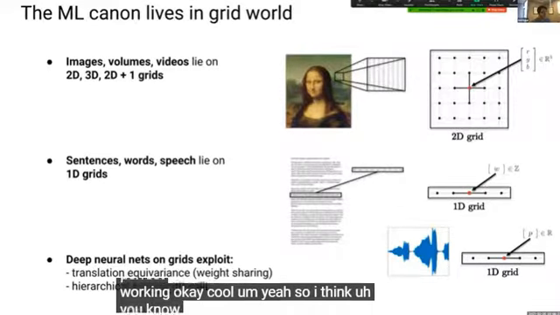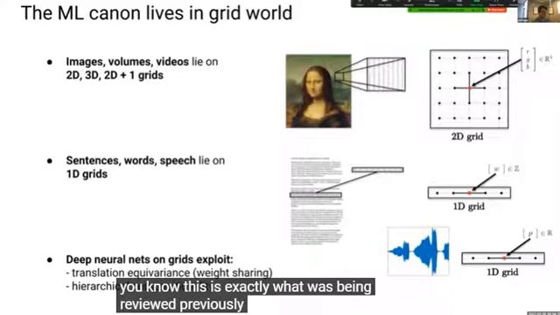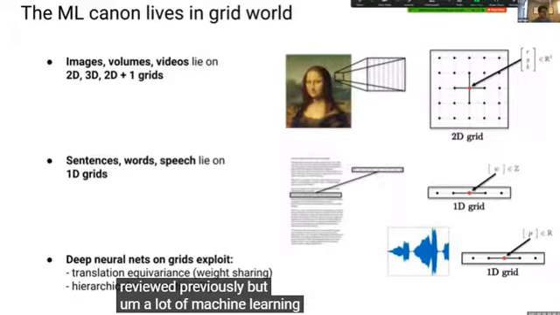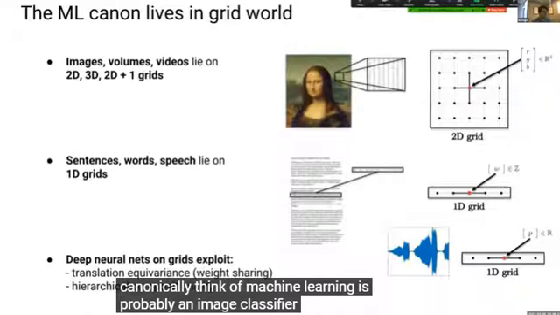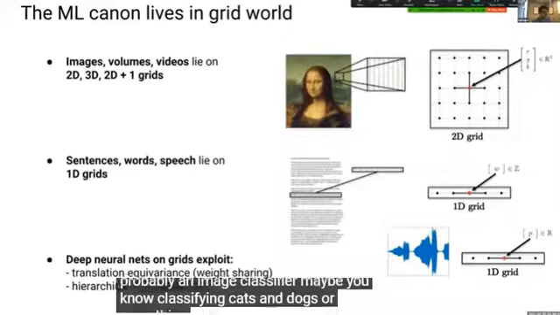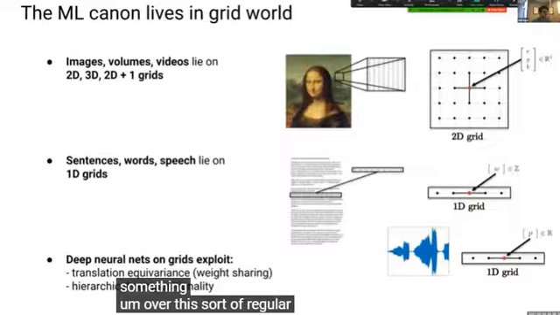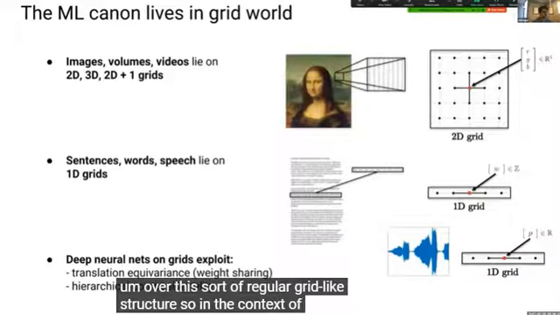Yeah, so I think this is exactly what was being reviewed previously, but for a lot of machine learning, what you think of when you canonically think of machine learning is probably an image classifier, maybe classifying cats and dogs or something, over this sort of regular grid-like structure. So in the context of images.